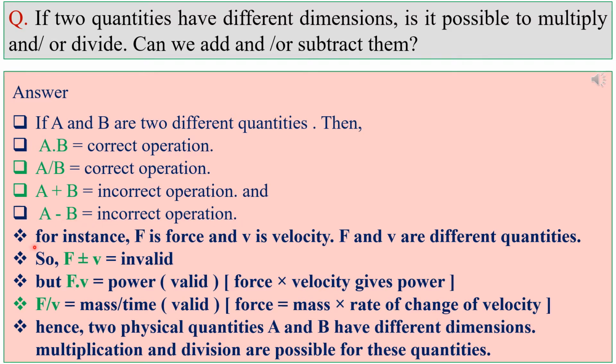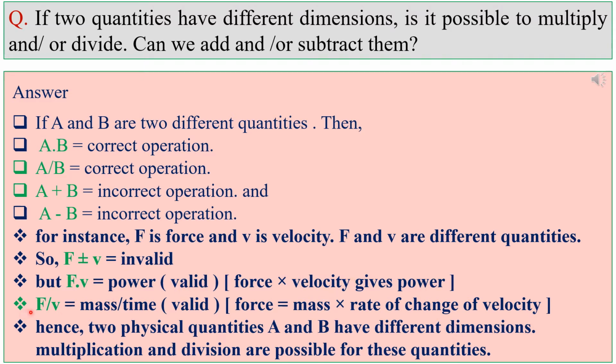Let's understand it with the help of this example. For instance, F is force and V is velocity. F and V are different quantities, so their addition or subtraction is invalid. We cannot add F plus V or subtract F minus V. It is invalid. But F into V is equal to power. It's valid. Force into velocity gives power.